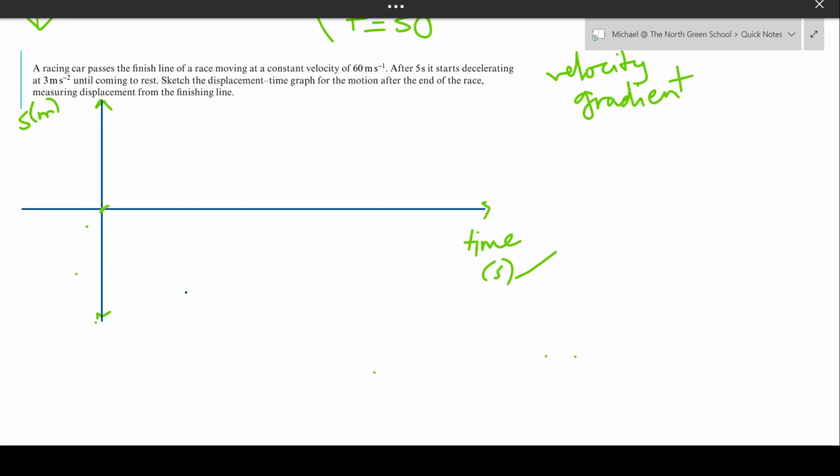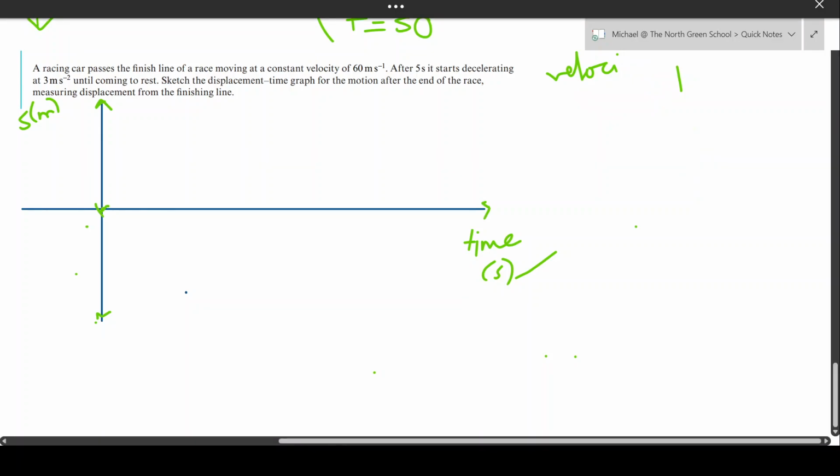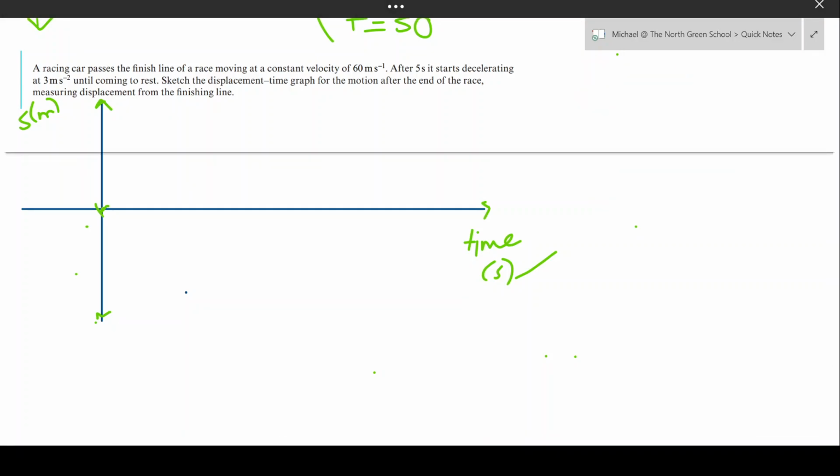So if we're measuring displacement from the finishing line, what this means is that when you're at the finishing line, the displacement is going to be 0. So we're starting out there when we cross the finish line. It's moving at a constant velocity of 60 meters per second for 5 seconds. So we need to figure out how much distance it will cover in those 5 seconds.